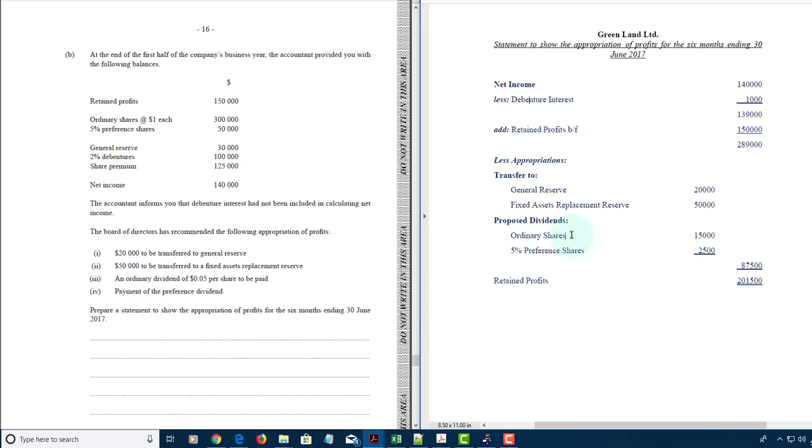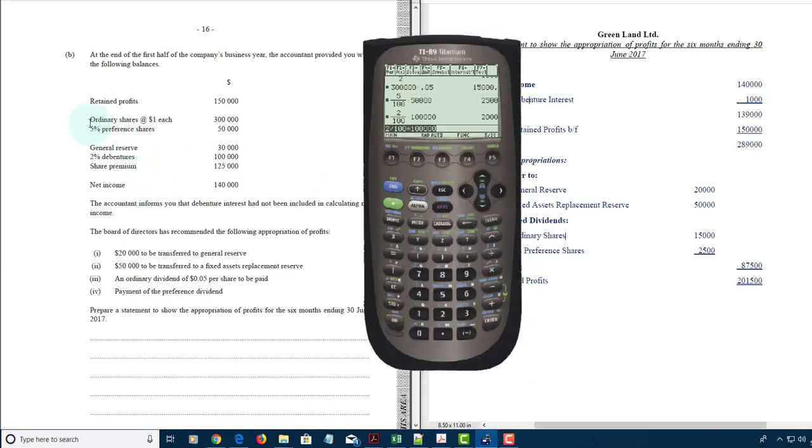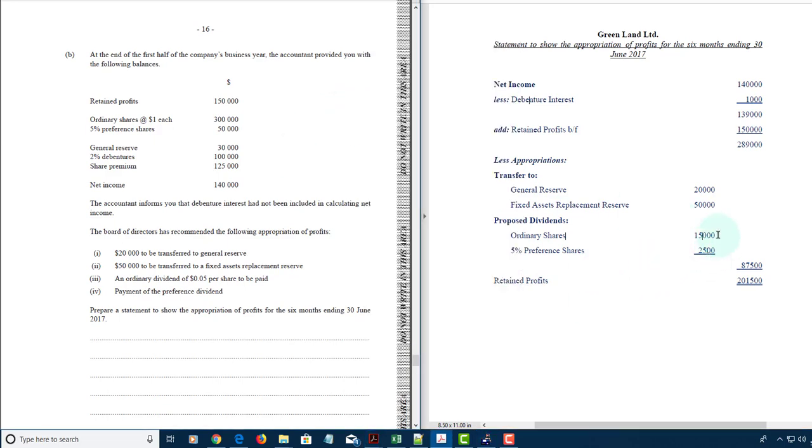Now ordinary shares don't carry any given rate, but you were told in the question 5 cents per share. Ordinary shares were at $1 each, so we had 300,000 times 0.05, we get 15,000. And the preference share, 5 over 100 times 50,000, gives 2,500. Now we add all of these figures together, we get a total of 87,500. You subtract that from the figure above and you're left with your retained earnings, or retained profit, of 201,500.